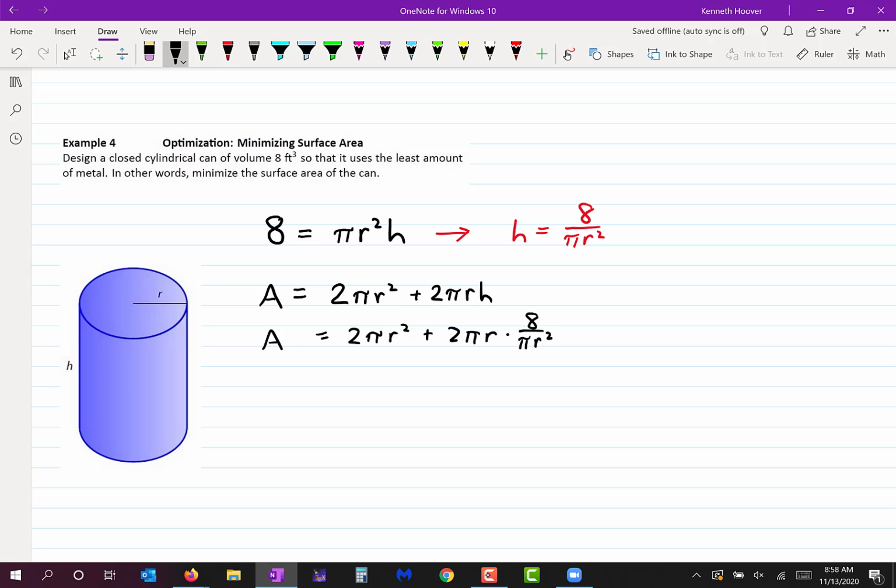And then you see that we get some canceling, right? The pi's cancel, and we get some canceling on the r's, and we're actually going to just end up with 16 over r. Correct? So that's a formula for the area. The only variable is r, so I will write A of r equals that, and I want to minimize, so I calculate the derivative.